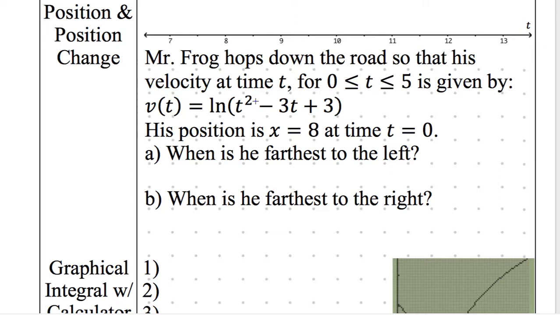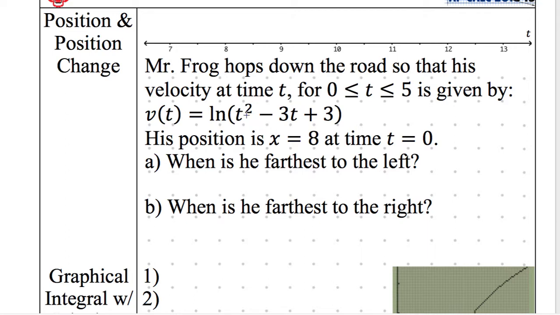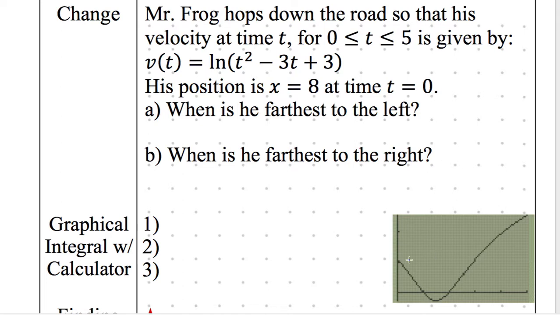So these questions are kind of hard to answer. When is he farthest to the left and when is he farthest to the right? It really helps to look at a graph of this function, because I don't know what the natural log of this quadratic looks like. It's probably some quadratic transferred over a log function. In fact, this is what it looks like. You can see how it's kind of a quadratic, kind of like that natural logarithm where this goes farther and farther. It doesn't have any horizontal asymptote, but you can tell it is kind of like a logarithm.